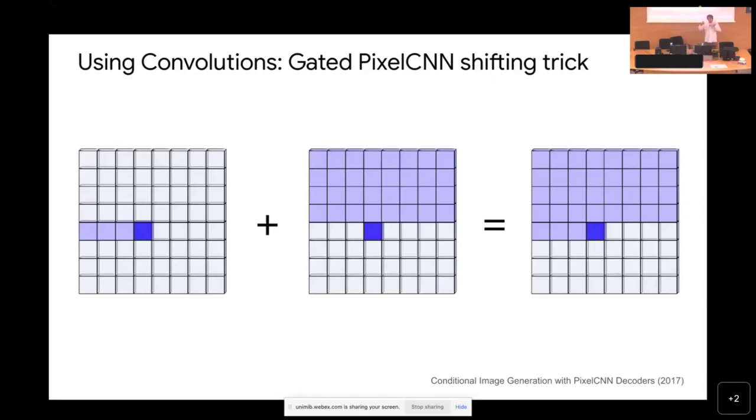And in every block of your deep network that you're stacking, at every layer you actually have to shift these representations down by one and connect to the representation of this pixel here. And when you do this, at least on paper, technically you capture the whole context that you care about. All this is done with convolutions.